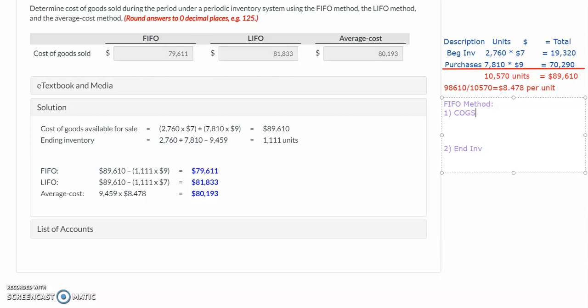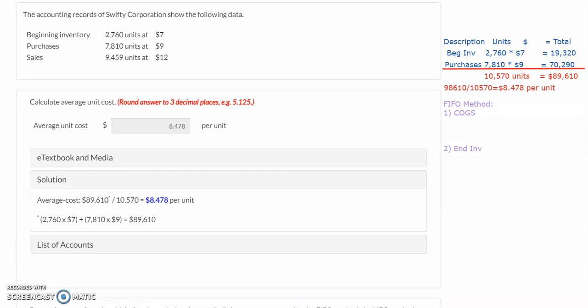First in, first out means that my beginning inventory was sold first. This is how most businesses should operate. For my number of units sold, I need to see that information in my problem. If I scroll up, I can see that there were 9,459 units sold. So that's the information. I just want to quickly jot that down so I have it as I go through this problem.